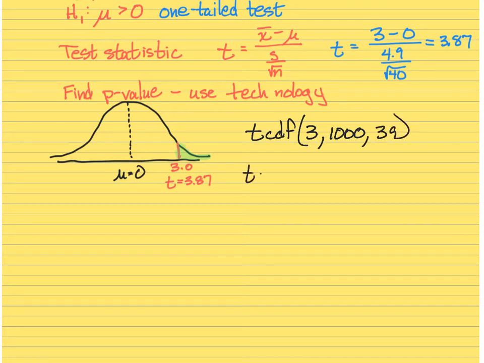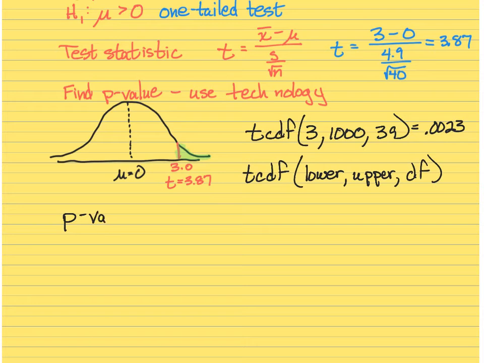So let me write that down. The TCDF, your first thing is your lower boundary, comma, your upper boundary of the shaded region, and then your degrees of freedom. And when you do that, we get, for this problem, 0.0023. So our p-value is equal to 0.0023. Okay? And so once you have your p-value, you compare it to alpha. And notice, so let's write this down. We compare to alpha.